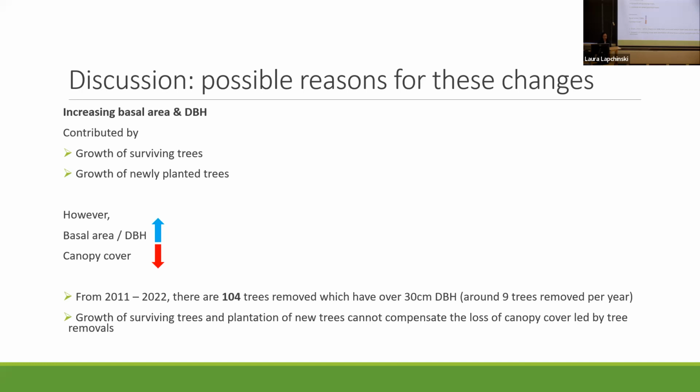But it is notable that although there is an increase in the basal area, there is still a decrease in canopy cover. It is very likely because 104 trees with over 30 centimeters DBH were removed from 2011 to 2022, and it is usually assumed that large trees have larger canopies. So it is regarded that the growth of surviving trees and the planting of new trees cannot compensate for the loss of canopy cover left by tree removals.